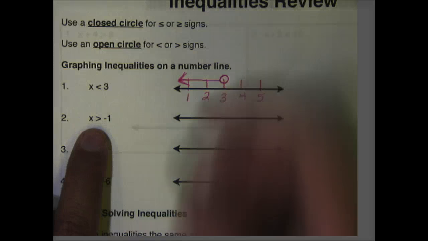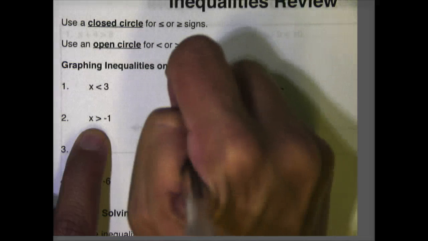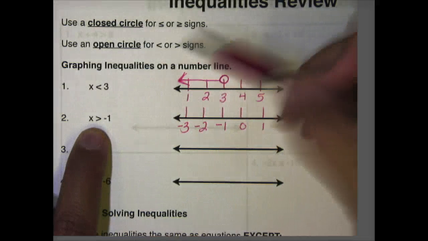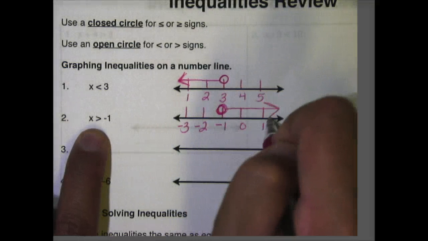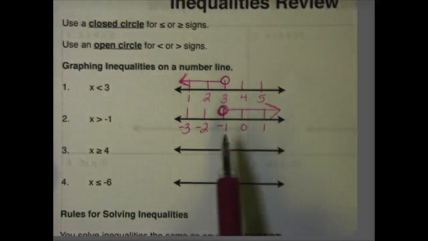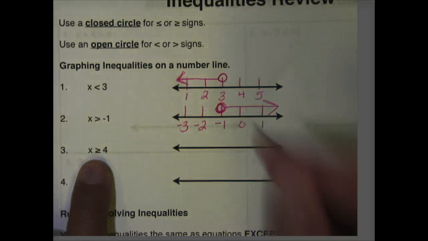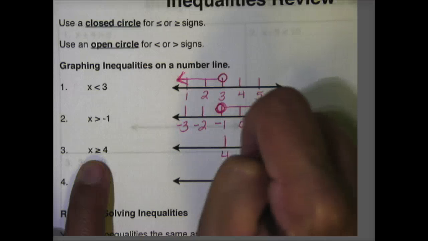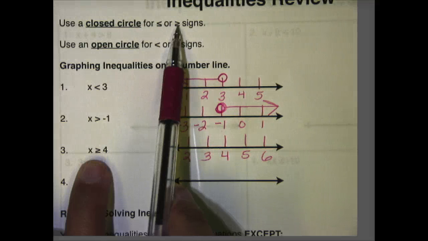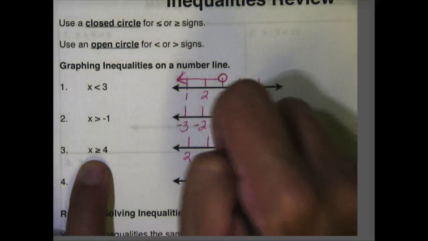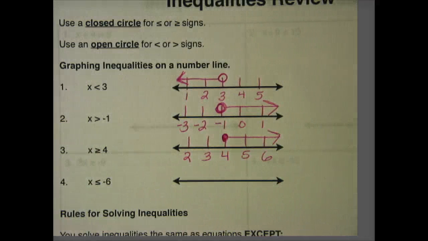Now we have x is greater than -1. So we've got our number line. Greater than is an open circle. And anything greater than is going to be to the right because 0 is greater than -1. X is greater than or equal to 4. Let's make our number line. Greater than or equal to is here. It says we're going to have a closed circle, so we're going to put a closed circle on the 4. Greater than is to the right, so we'll draw our arrow to the right.